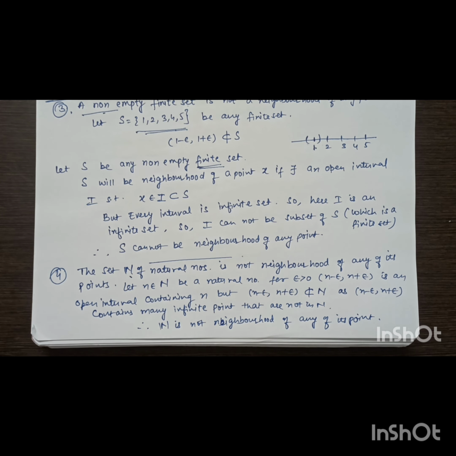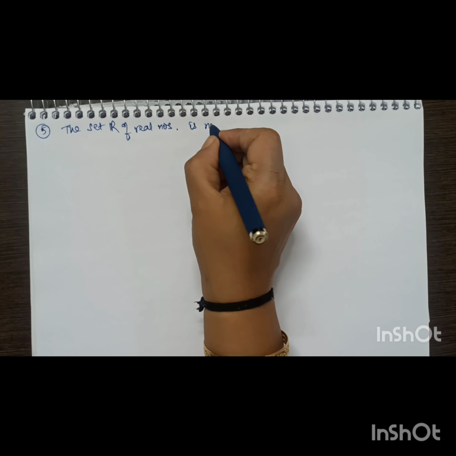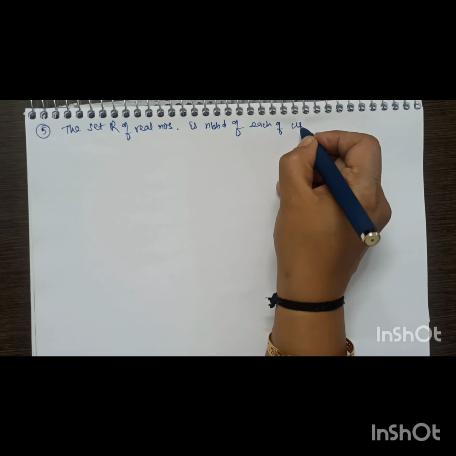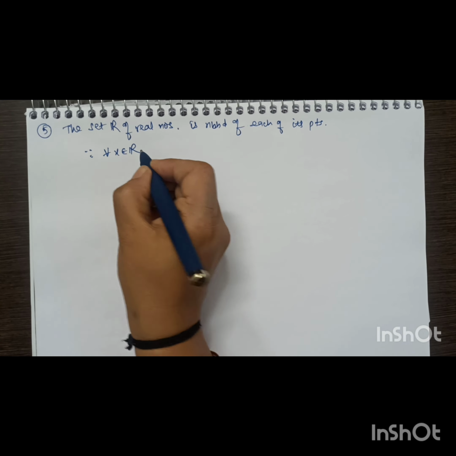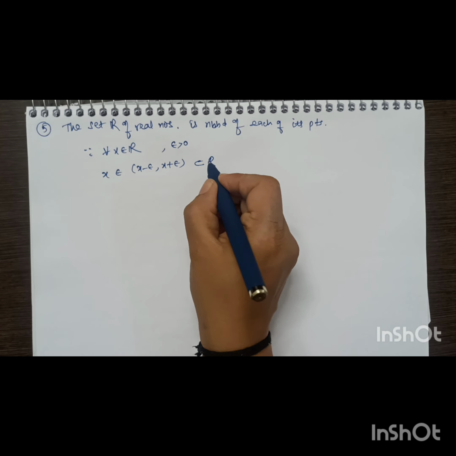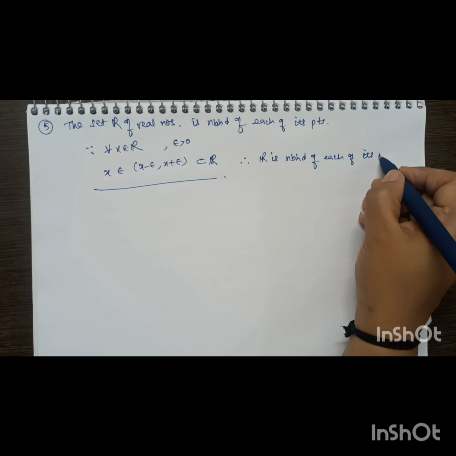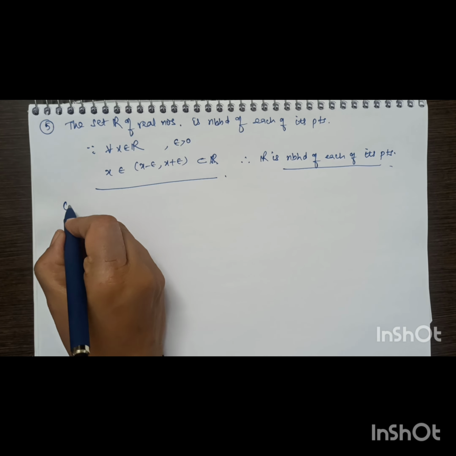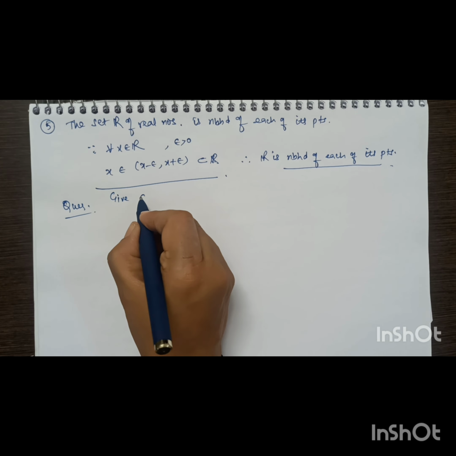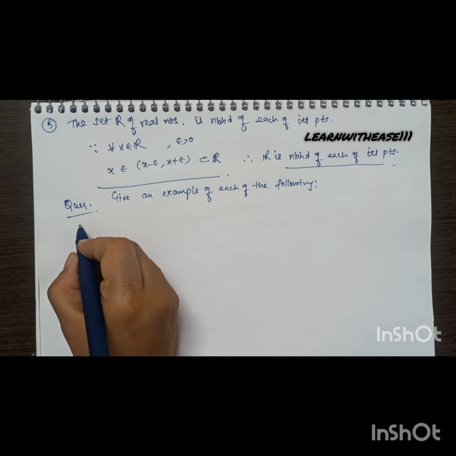Lastly, I am discussing the set of real numbers, example number 5. The set of real numbers is a neighborhood of each of its points. Whenever we choose any real number x, the open interval containing that point x will always be a subset of R. No matter what x is, whether rational or irrational, it will always be a subset of R. So R is a neighborhood of each of its points.